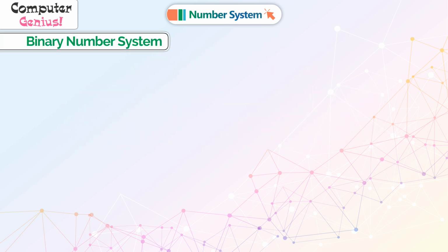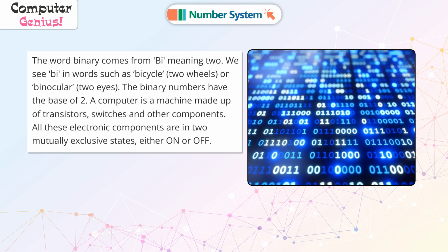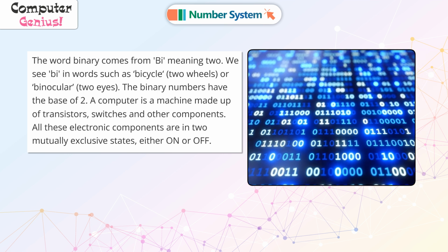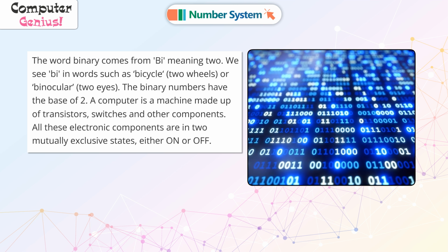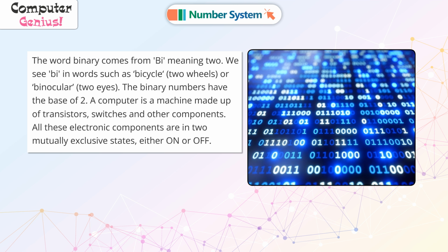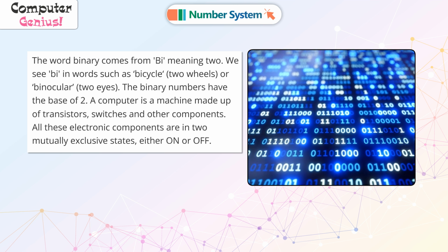724. Binary number system. The word binary comes from bi, meaning 2. We see bi in words such as bicycle, 2 wheels, or binocular, 2 eyes. The binary numbers have the base of 2.